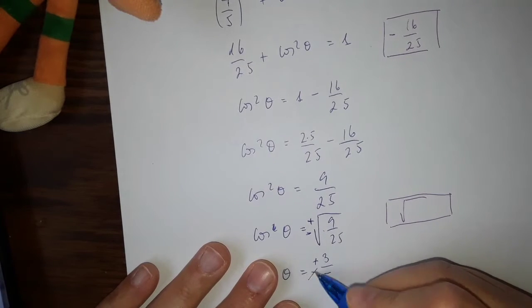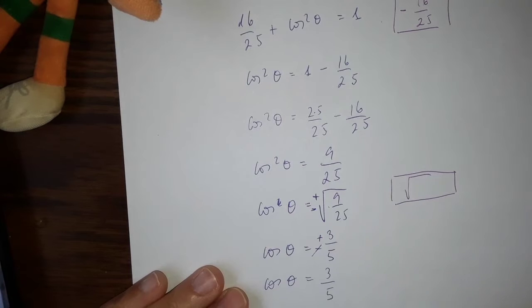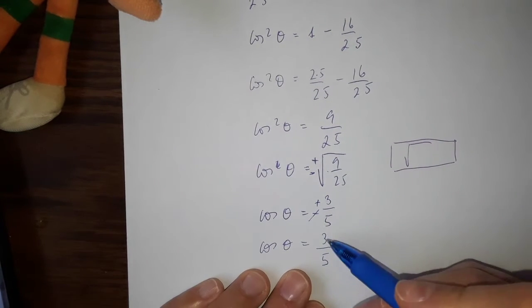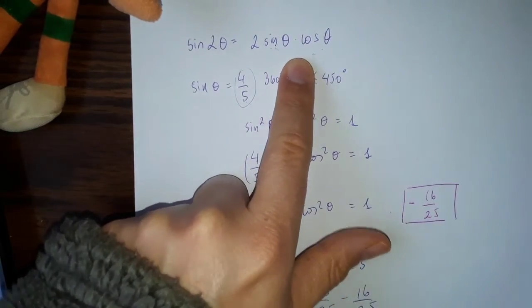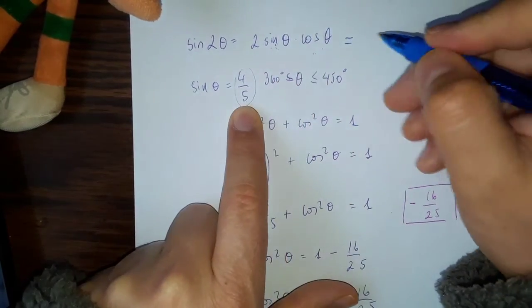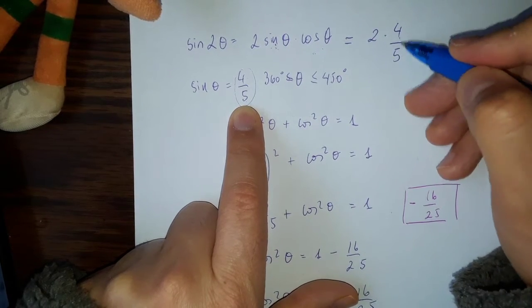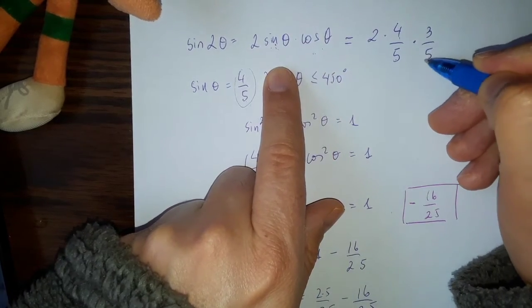So we're going to avoid the negative. So cosine of theta is going to be 3/5. Now that we have the value of the cosine, we can finish solving this. The sine was 4/5. The cosine was 3/5.